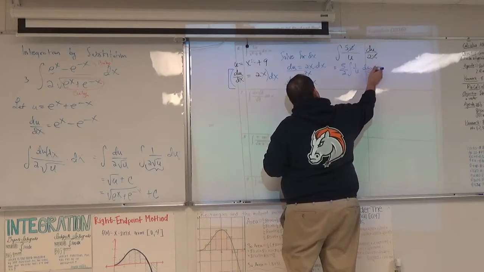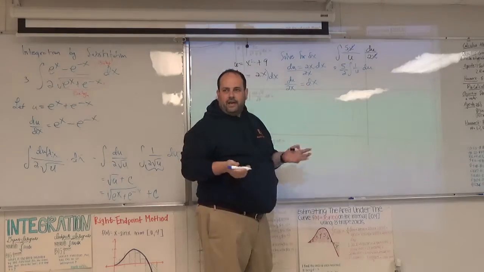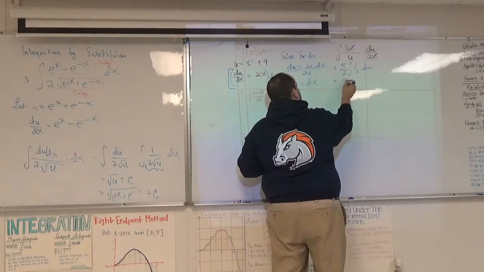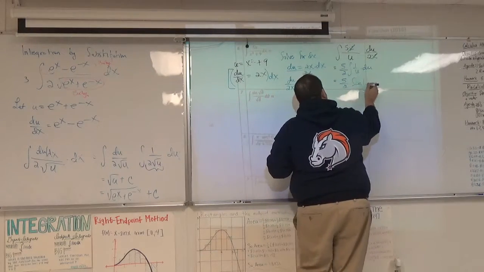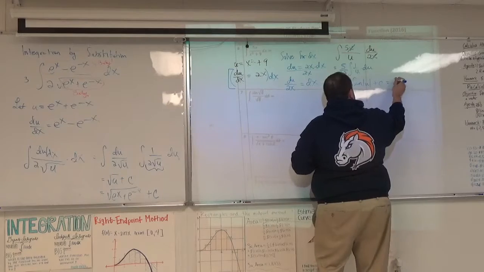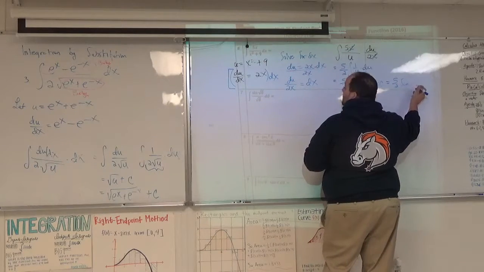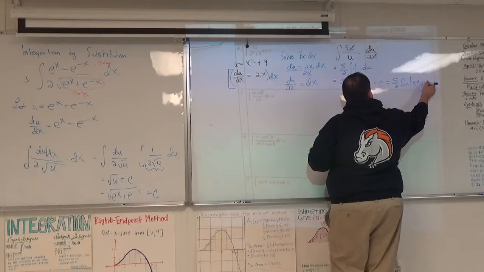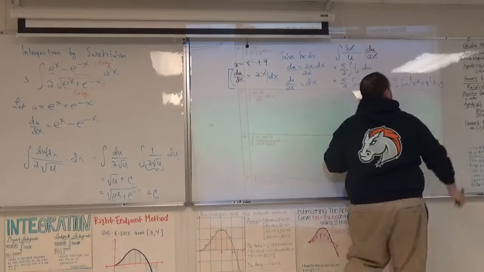And then you've got the integral of 1 over u du, which is hopefully an obvious one. This is going to be natural log of the absolute value of u plus Charlie. So it's 5/2 natural log absolute value x squared plus 9 plus c.